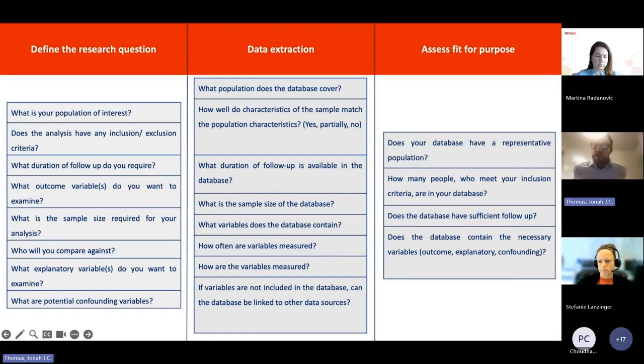And then finally, we suggest that you assess the fit for purpose by saying, does your database have a representative population? How many people who met your inclusion criteria are present within your database? Do you have sufficient follow-up to answer your question? And does the database contain necessary variables, so your outcome, your explanatory, and your confounding?